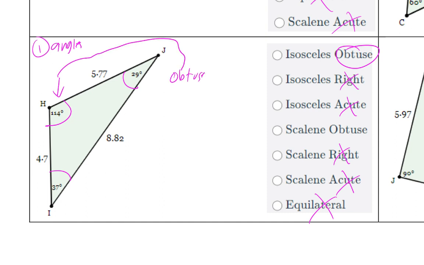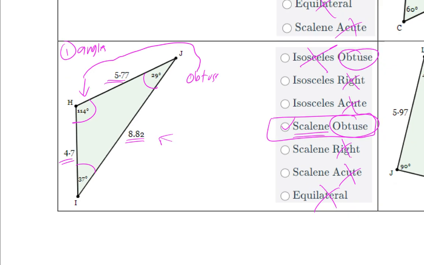Then what do we know about the sides? We've got 4.7, 5.77, and 8.82. So it can't be isosceles, and that was the only other one. And it is scalene, because all three sides are different. So it is scalene. All right, hopefully you're finding that easy.